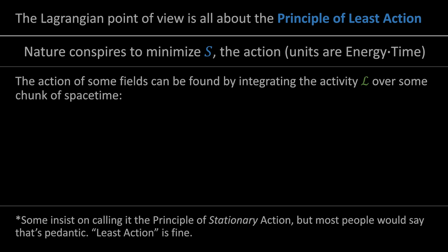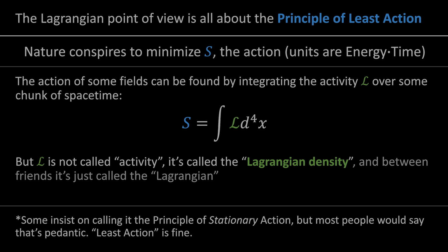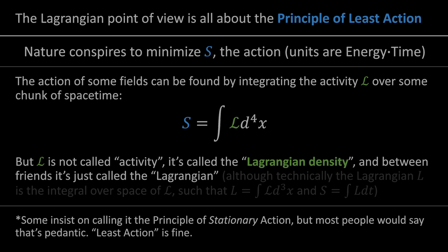When working with fields that vary in space and time, the total action of the system is calculated by adding up, integrating over spacetime, a quantity, fancy L, which I like to think of as the activity of the system, by which I mean the infinitesimal amount of action which at some point in spacetime is happening right there and right then. The word activity feels right, as a sort of intensive version of the extensive action, but anyway, fancy L is not actually called the activity, it's called the Lagrangian density. Oh, but everyone calls it the Lagrangian.